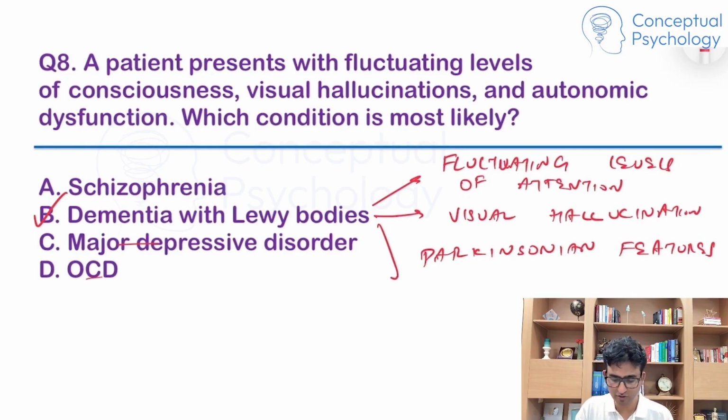Now, this question is giving autonomic dysfunction, which is not a part of the triad. But looking at the options available, dementia with Lewy body becomes the best answer. But please remember the triad: fluctuating levels of attention or consciousness, visual hallucinations, and Parkinsonian features.